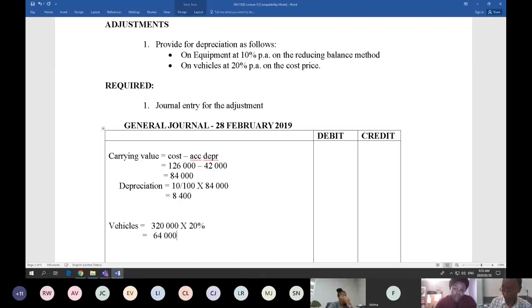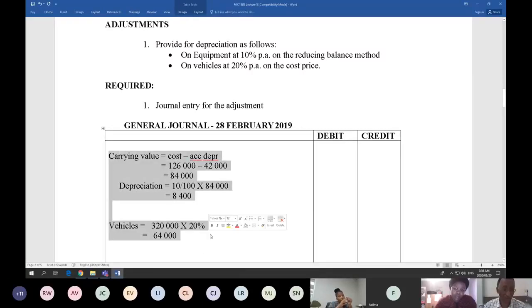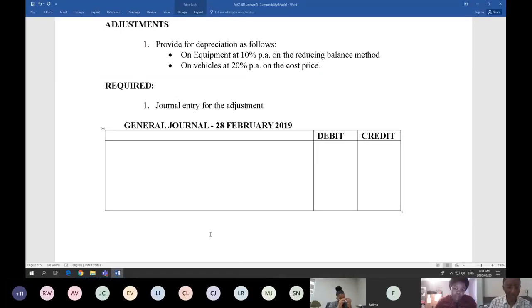64,000 Rand. So we have now calculated the depreciation on equipment on the diminishing balance method, and we have calculated the depreciation on the vehicles, and that was then again on the cost price. So I've showed you now the calculation of those depreciation. Now I am going to record this entry now in the journal.